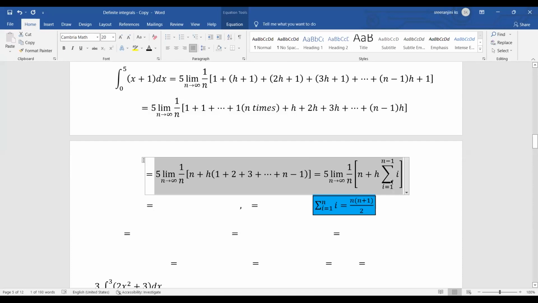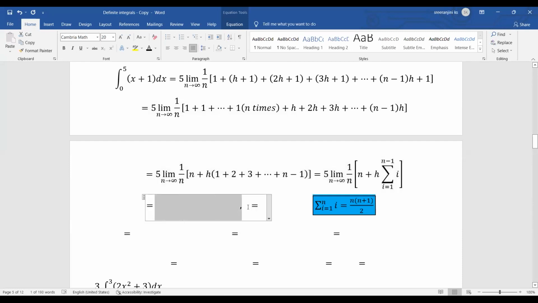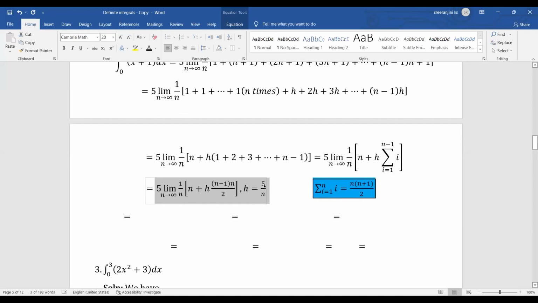So sigma i, i varies from 1 to n minus 1, i. We know the value; substitute the value there. 5 limit n tends to infinity, 1 by n, n plus h into this sum, which is n into (n minus 1) by 2. h is equal to 5 by n. In the next step, we have to replace this h by 5 by n.